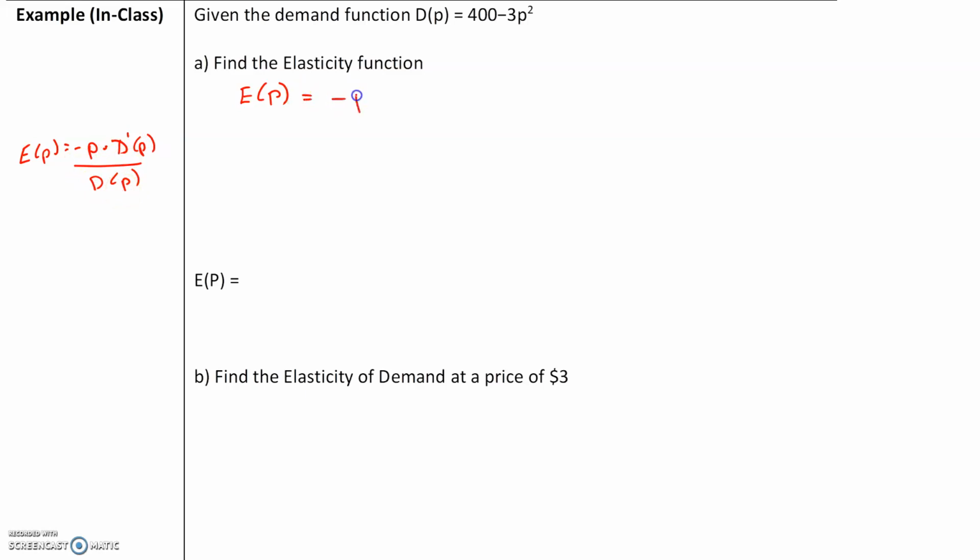Okay, so we have here negative p. D prime of p, this is a constant, so the derivative of that is 0. The 2 multiplies with 3, this becomes a negative 6p divided by d of p, which is 400 minus 3p to the second power. A negative times a negative is a positive, so the elasticity function is going to be 6p to the second power divided by 400 minus 3p squared.